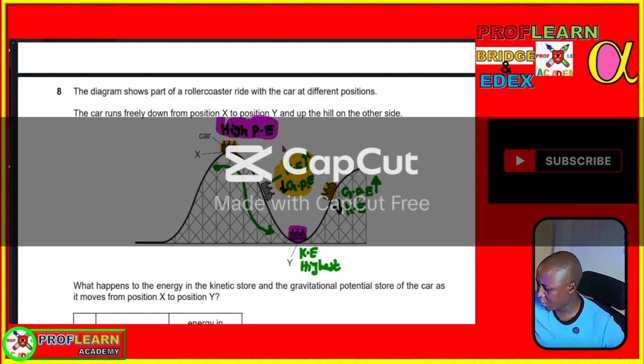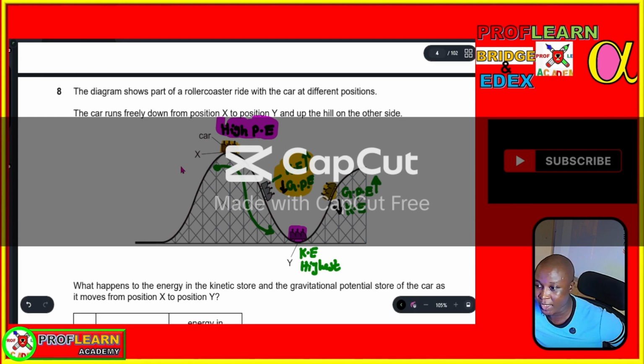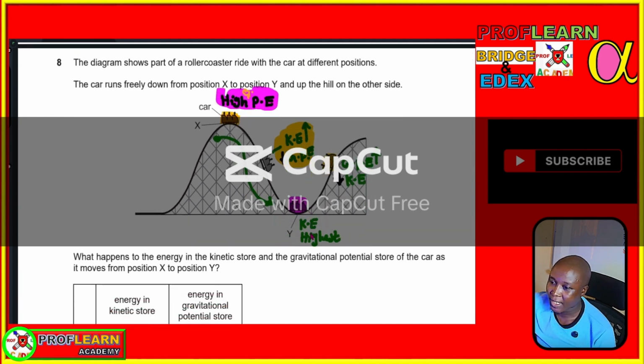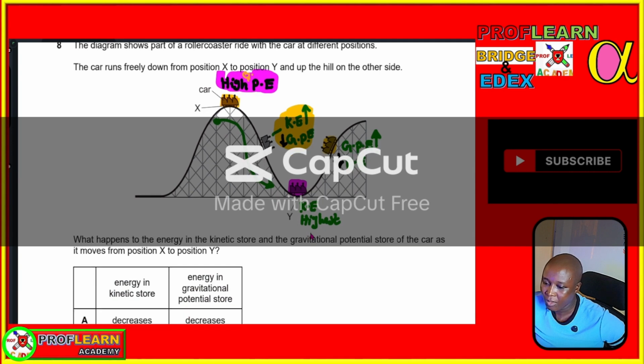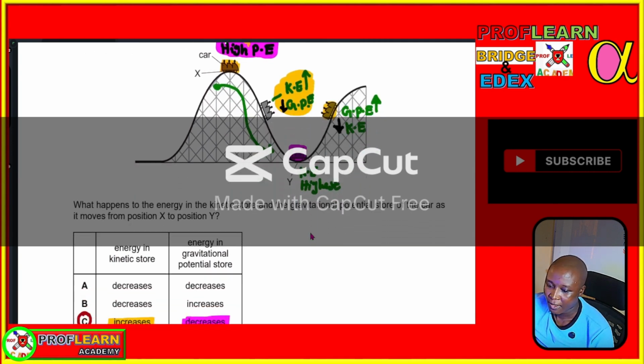So in question number 8, we're going to focus on the law of conservation of energy, that energy cannot be created nor destroyed, but it can be converted from one form to the other. So at the highest point, we have high gravitational potential energy. As the car moves down, potential energy will be decreasing as kinetic energy is increasing. So, which means that at point X, we have kinetic energy there.